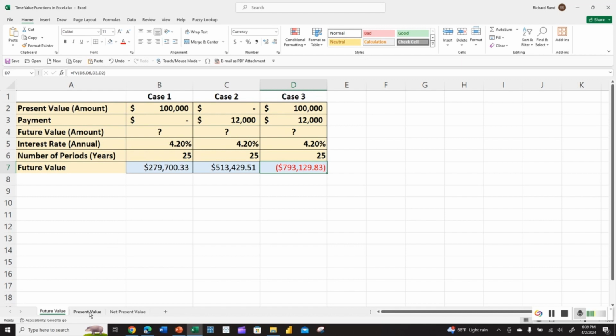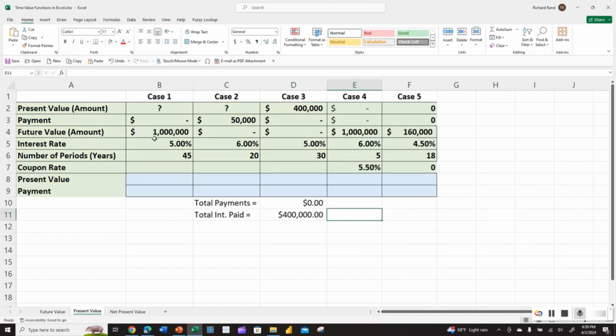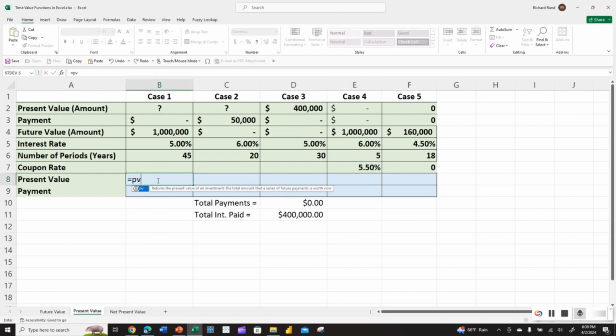So if we go to present value, we can do a very similar kind of thing. We've got 5 cases here we're going to look at. In the first one, we know we want $1 million in the future. We want to invest an unknown amount for 45 years at 5%. So we'll do the present value function. Works just like future value: equals PV.